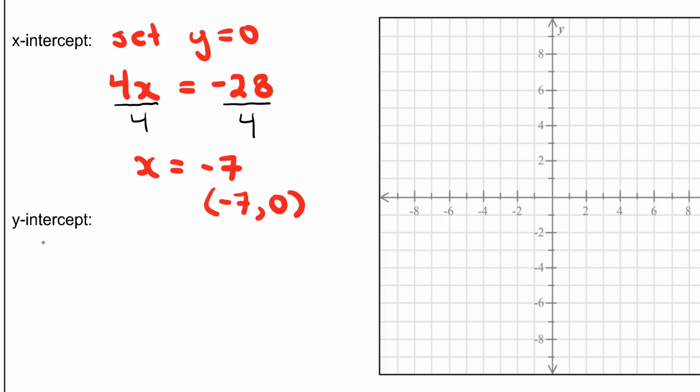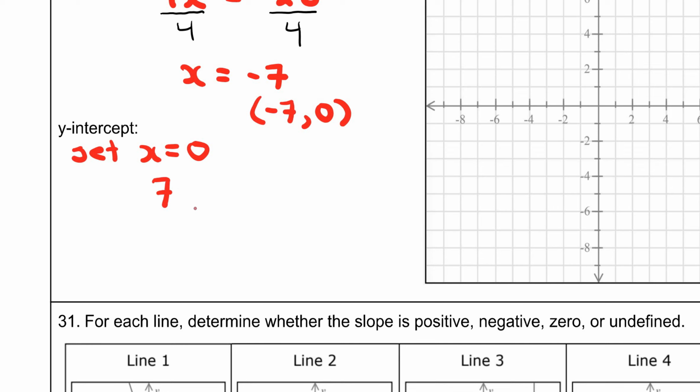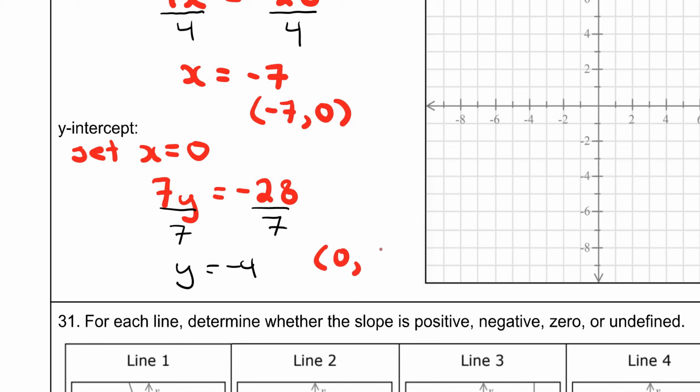Now for the y-intercept, you would set x equals 0. Going back to my original equation here, here's my x. If that goes to 0, that's gone. We're left with 7y equals -28. I can divide both sides by 7, and y would equal -4. So my y-intercept is really (0, -4). Now I'm going to graph these 2 points, (-7, 0) and (0, -4).